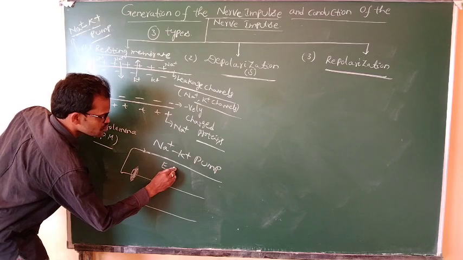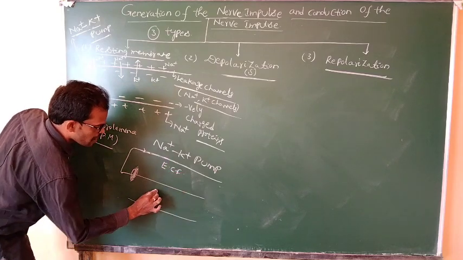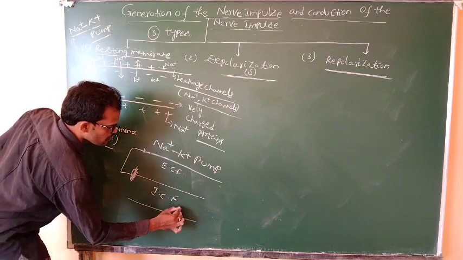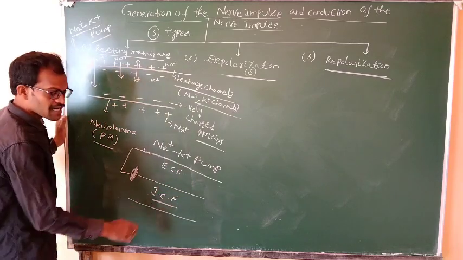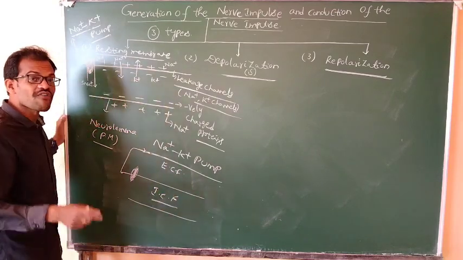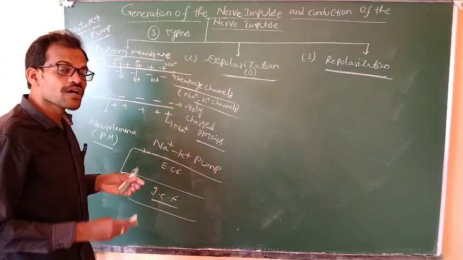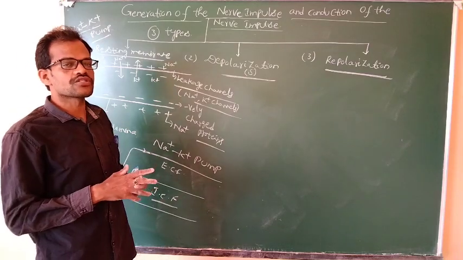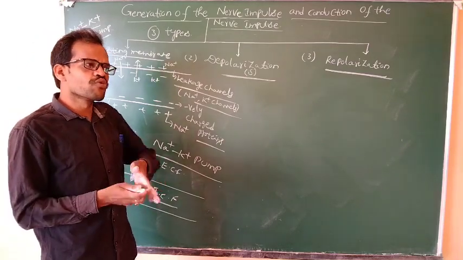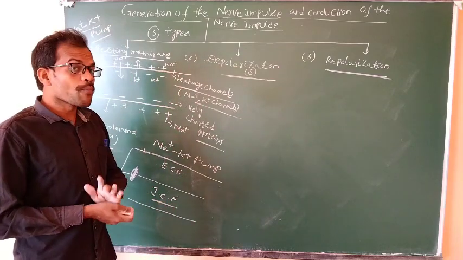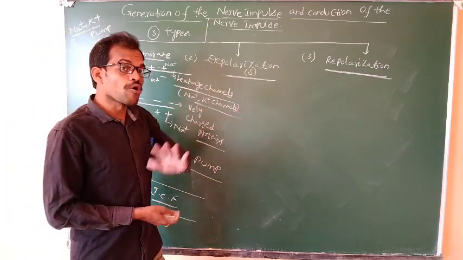This is the extracellular fluid, and this is the intracellular fluid. The membrane consists of leakage channels, meaning sodium and potassium leakage channels. Sodium ions move from the outside to the inside, and potassium moves from the inside to the outside.